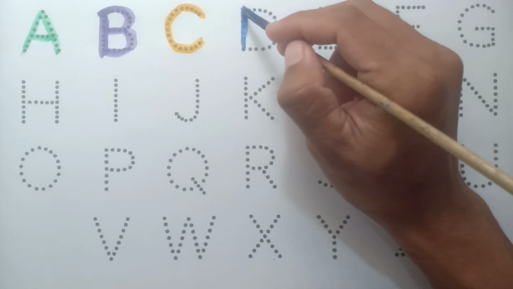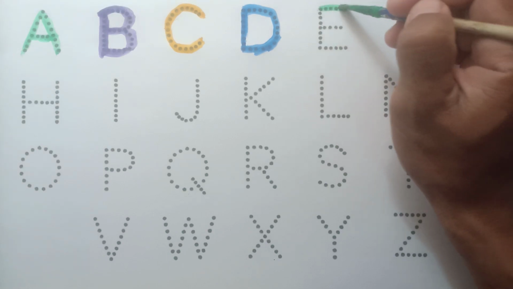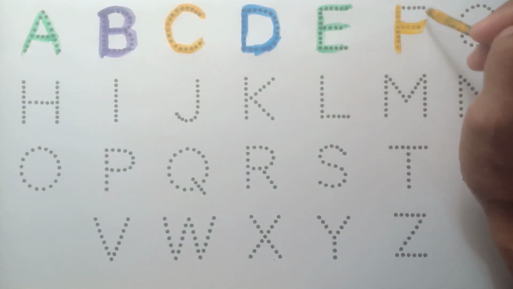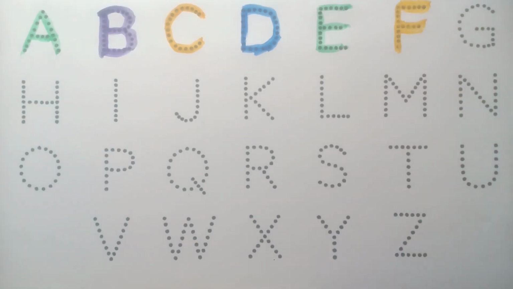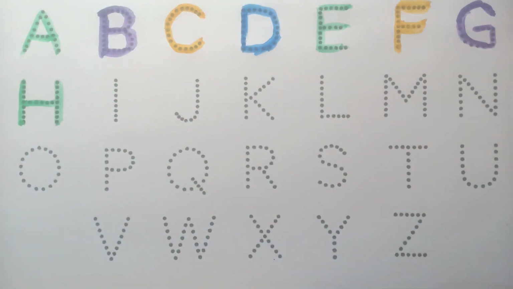And D for dog, blue color. And E for elephant, green color. And F for fish, yellow color. And G for goat, purple color. And H for hen, green color.